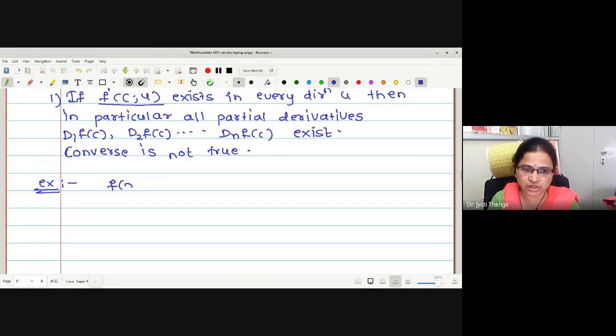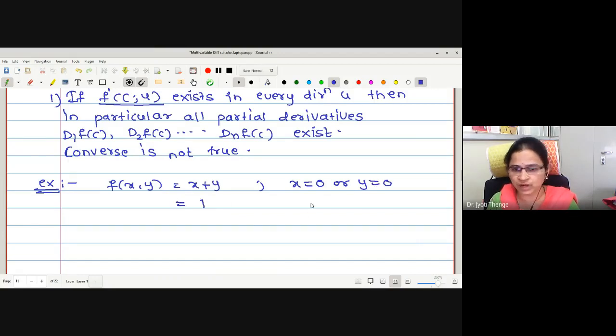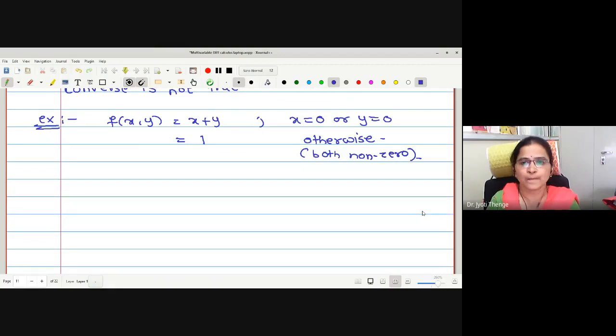Now, in order to show that converse is not true, we will just take one example. Let us define the function as f of x y is equal to x plus y, if x is equal to 0 or y is equal to 0, and this is defined to be 1 otherwise. Otherwise means for both non-zero, correct? Let us check the existence of partial derivative, and then we will check the existence of directional derivative. Because the existence of directional derivative gives you the existence of partial derivative, we are checking for the converse.